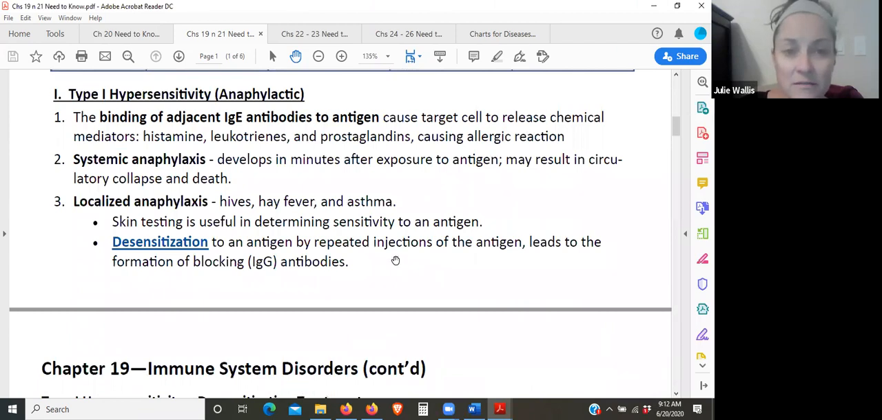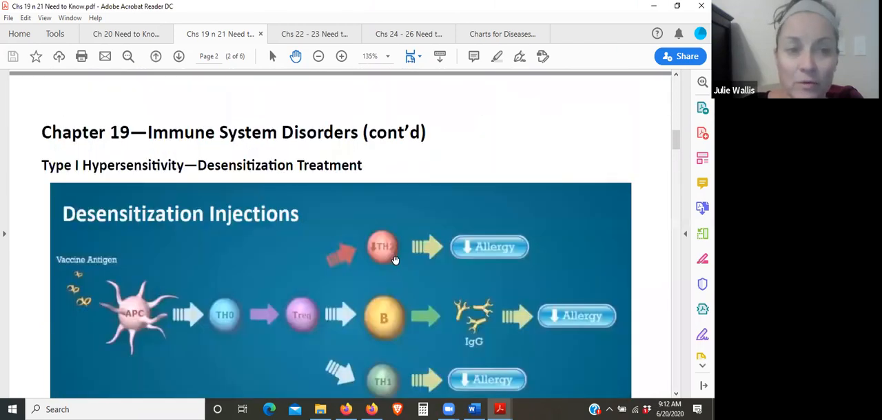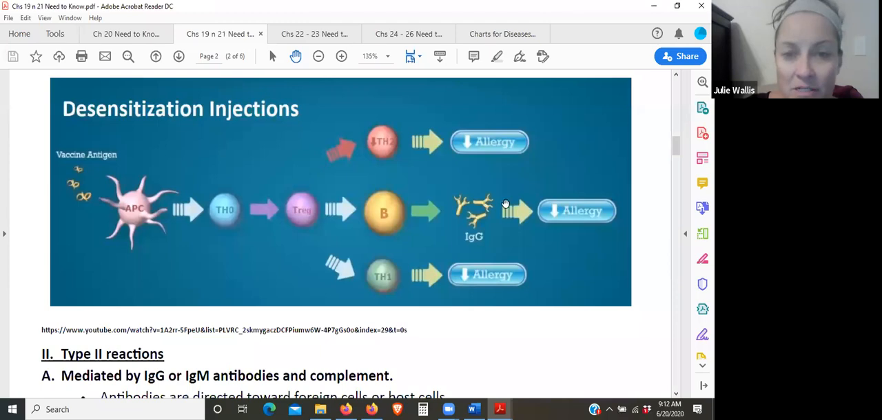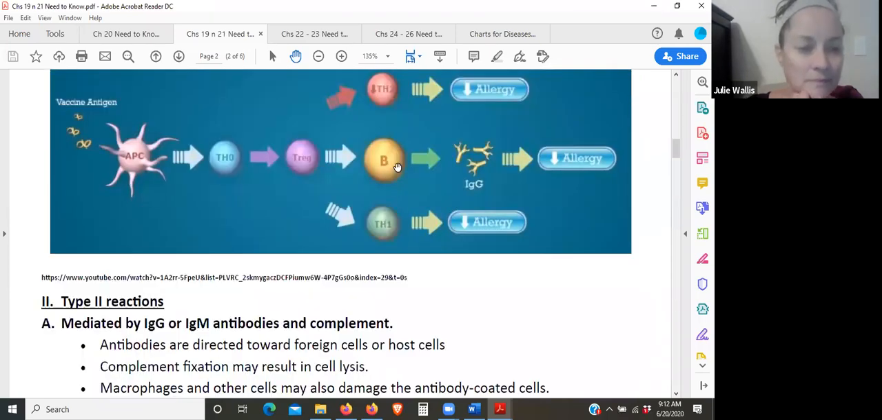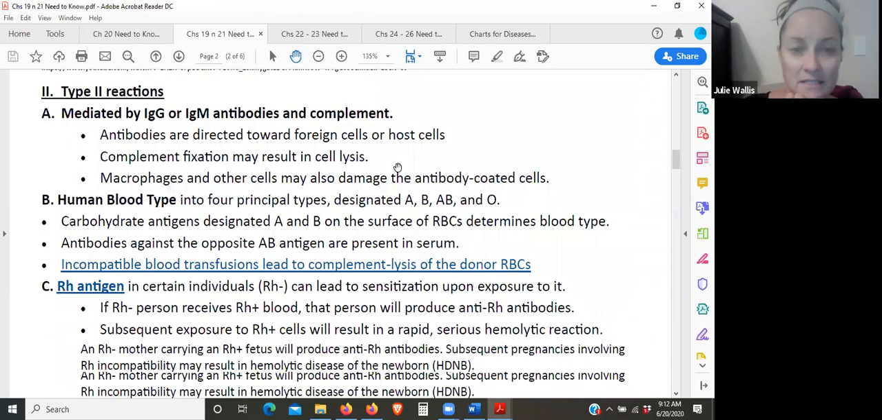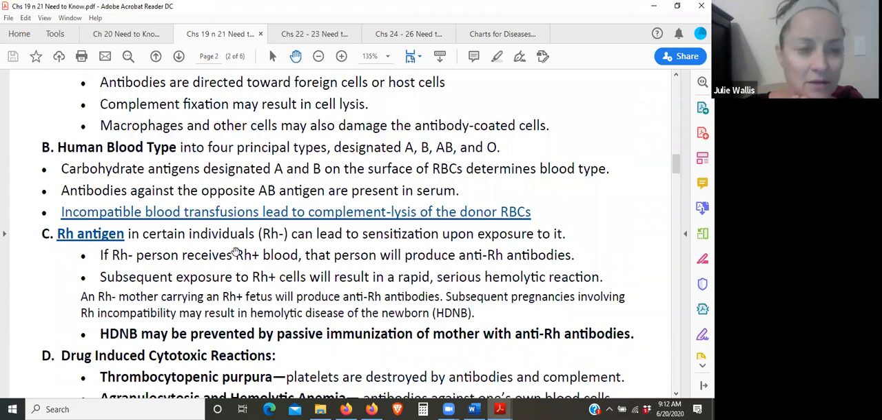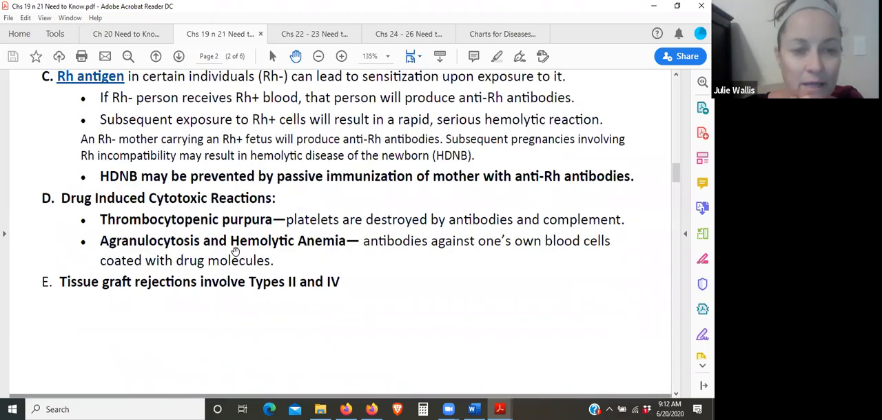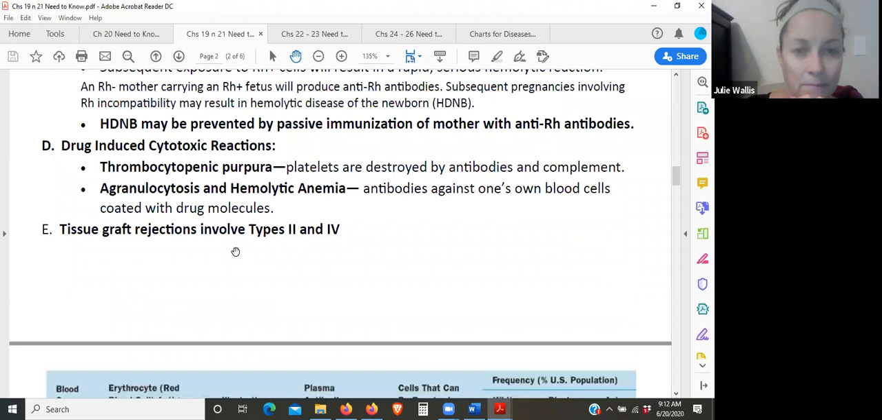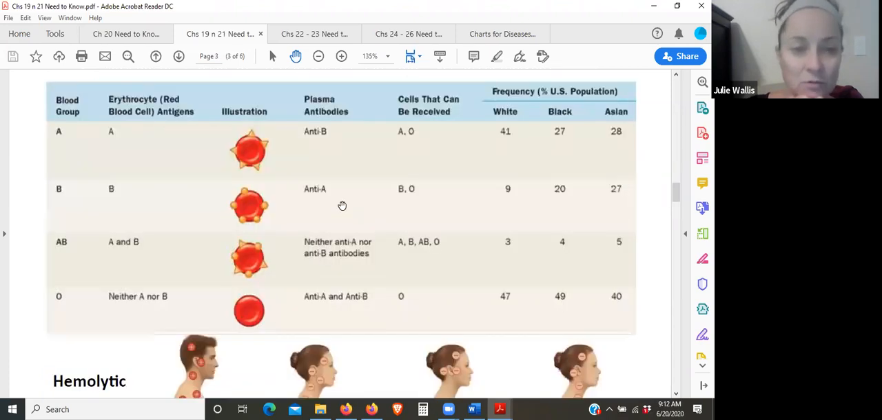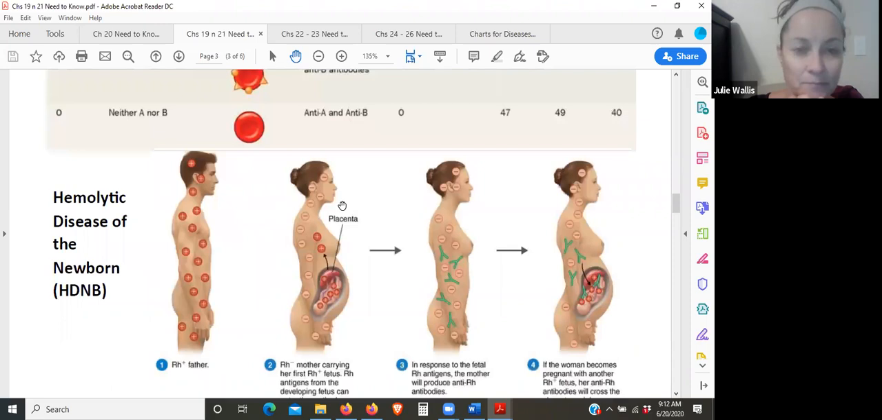So a lot of the information that you need to review is in this chapters 19 and 21 need to know document. I even have a little diagram that shows it. And then it has the section on the human blood typing that you need to review. And it also has the chart that tells you what's produced by which one.